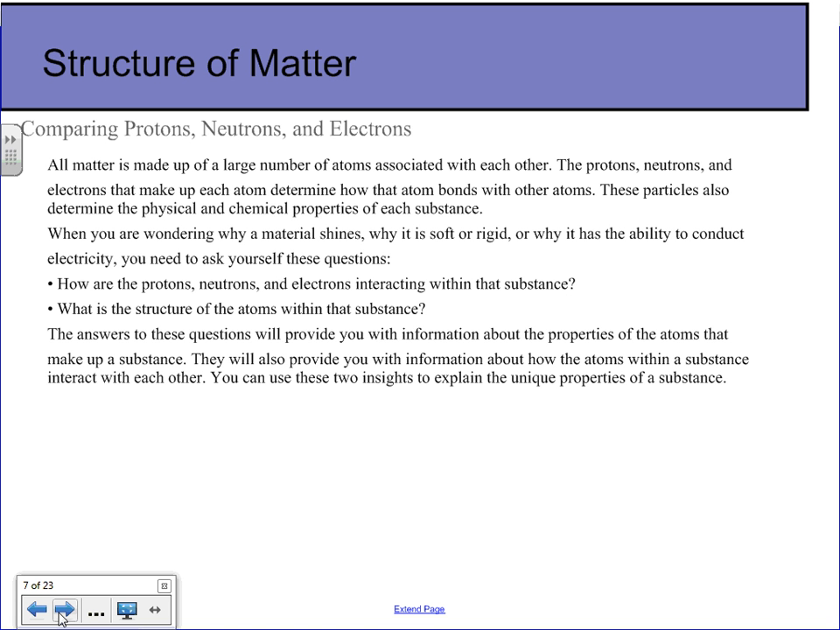How are the protons, neutrons, and electrons interacting within that substance? And what is the structure of the atoms within the substance? The answers to these questions will provide you with information about the properties of the atoms that make up the substance. And they will also provide you with information about how the atoms within a substance interact with each other. You can use these two insights to explain the unique properties of a substance.